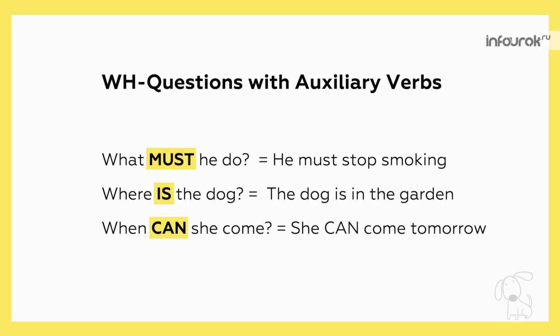Another sentence with when. When can she come? She can come tomorrow. If you notice, they all follow the same order, the same structure, because they obey the 3 golden rules of auxiliaries.